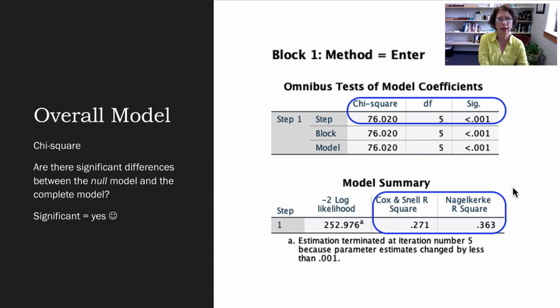We have our estimate of the chi-square, the degrees of freedom, and the significance value. Now, we also have the pseudo R-square in the model summary. And the two that we have here are the Cox-and-Snell R-squared and the Nagelkerke R-squared. And these, like I said, are ways that we can evaluate the model, but they're not exactly the same as the R-square we're used to that would explain percent of variance explained. Here, we can take the R-squared of this complete model and compare it to the R-squared of the null model to see that we have some improvement.